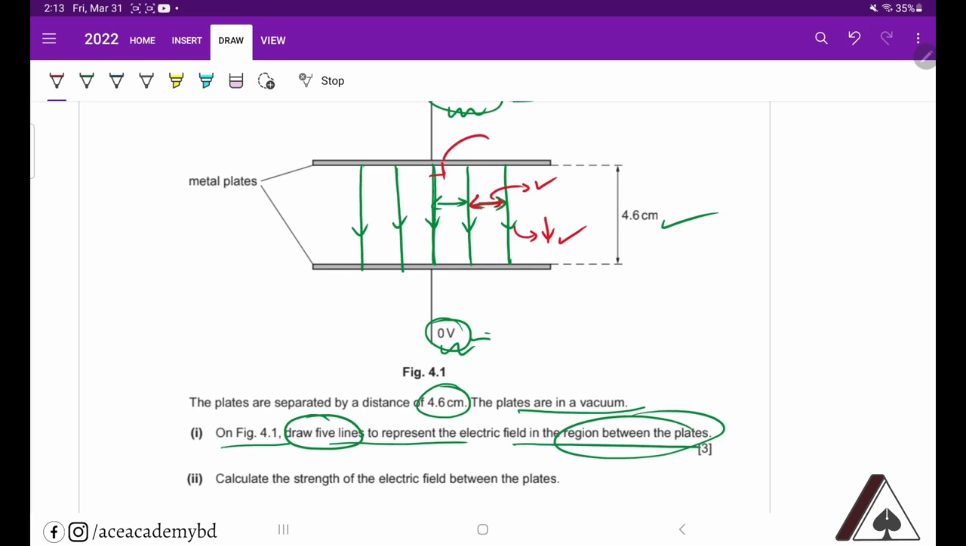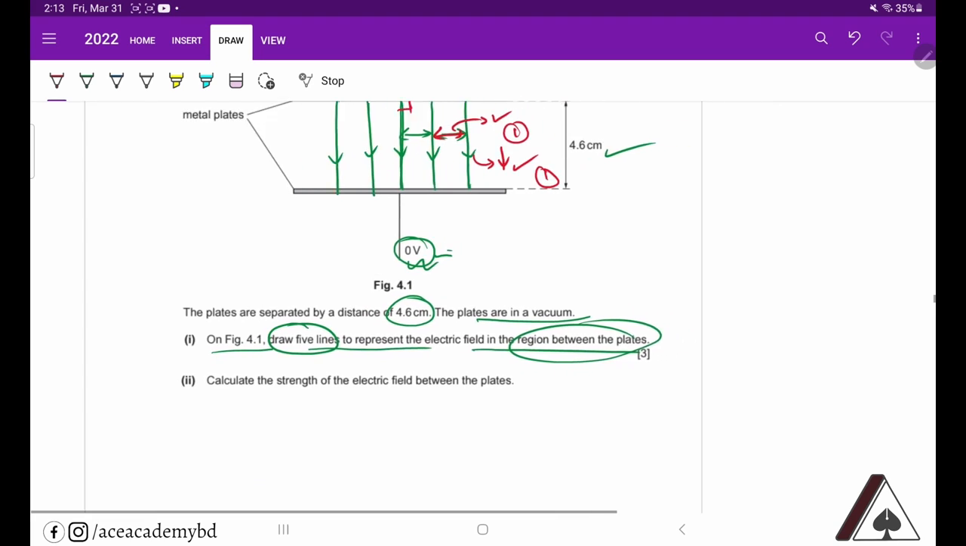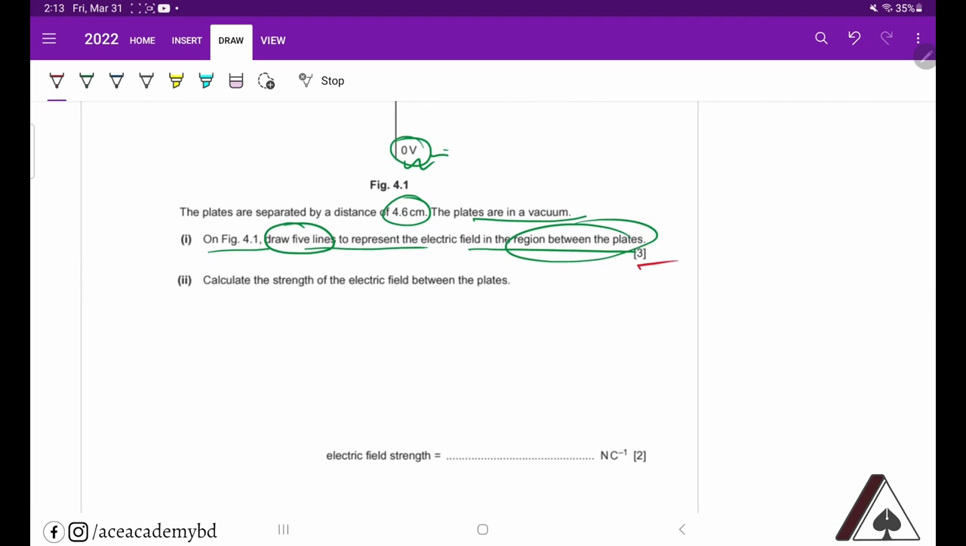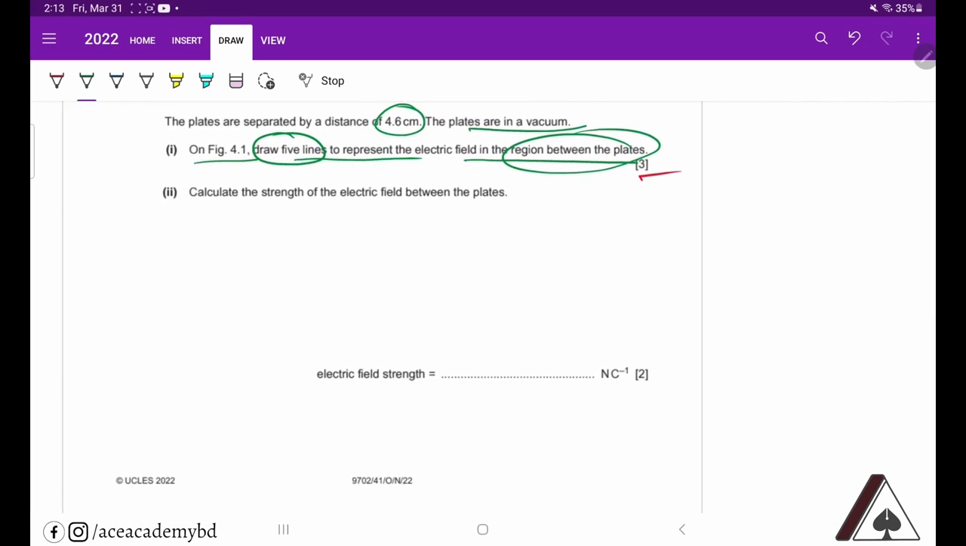These straight lines, perpendicular, score you one mark. Uniformly spaced scores you another mark. And the downward arrow scores you another mark. Pretty easy, three marks here. Now moving on to the next part.